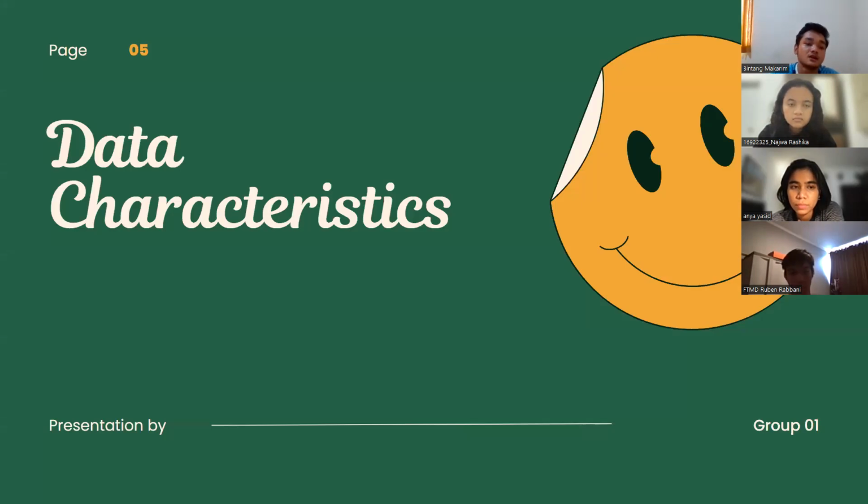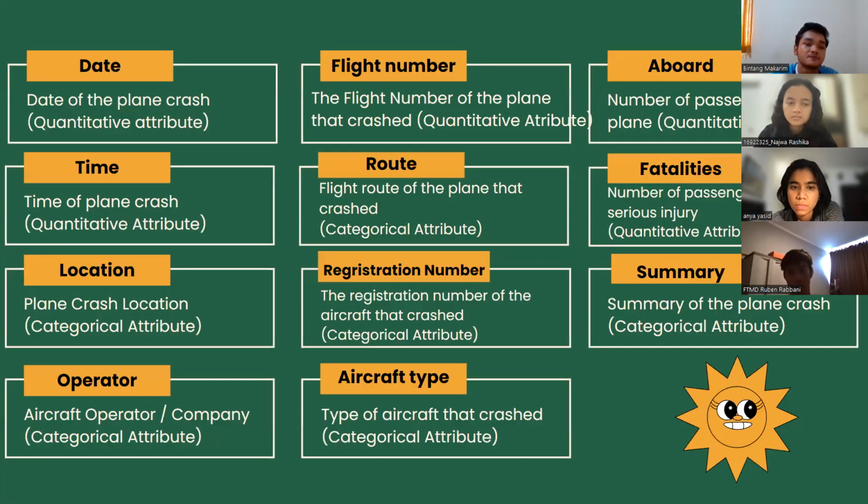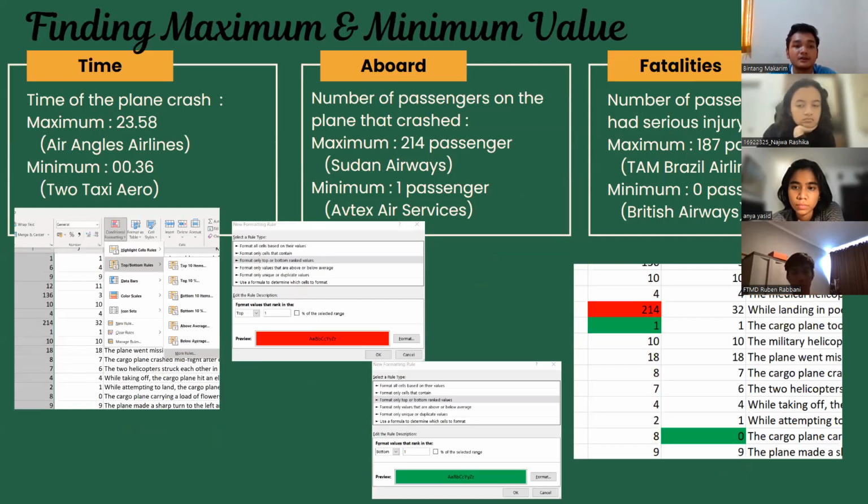And data characteristic. This data characteristic consists of date, or date of the plane crash, a quantitative attribute; time, or time of plane crash, a quantitative attribute; and so on.